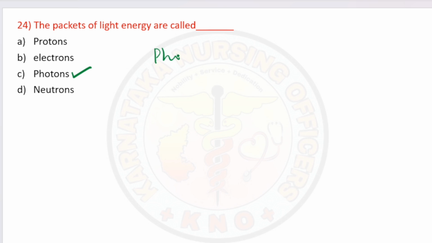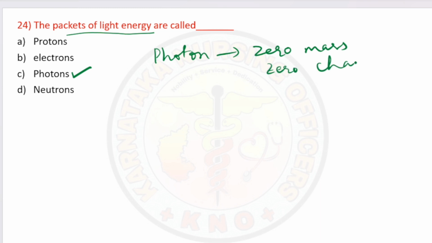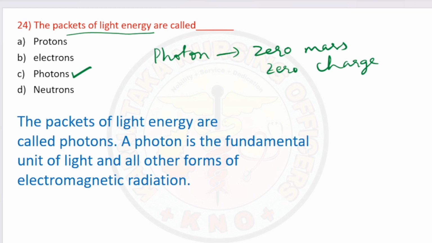Photons are tiny packets of energy. Small packets of light energy are called photons, and photons have zero mass and zero charge. Okay, charge is zero, mass is zero for a photon. It is a fundamental unit of light and all other forms of electromagnetic radiation. Okay, so next question.